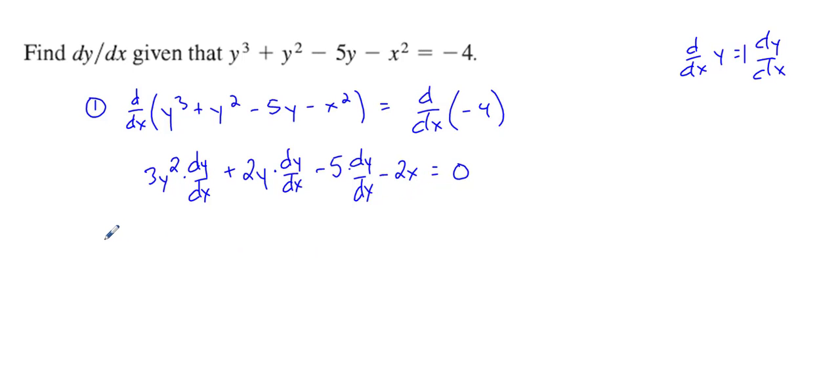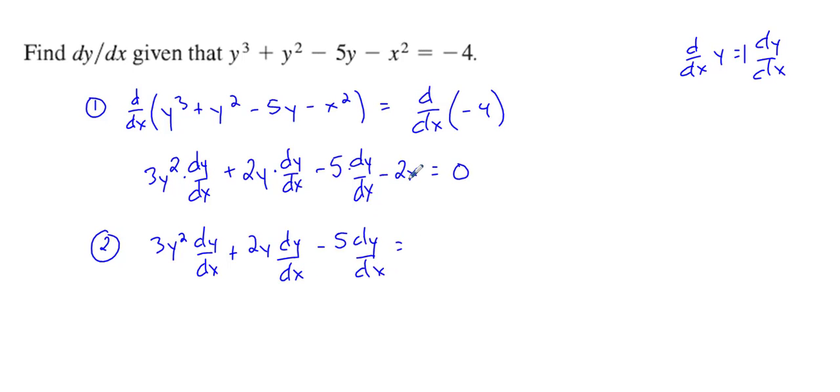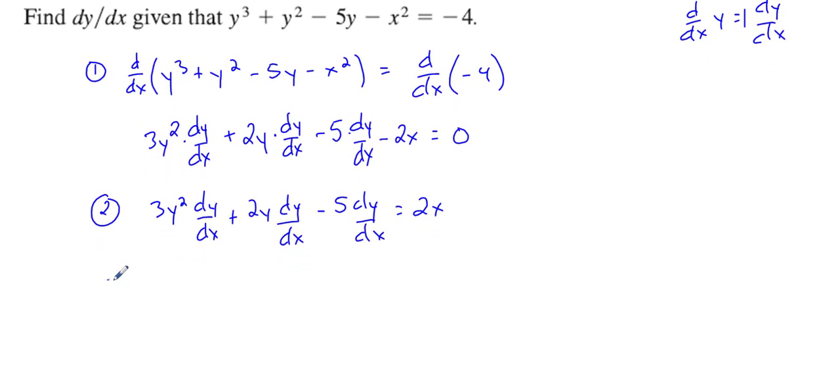Okay, so step 2 would be to collect your dy dx terms, right? Well, all 3 of these have a dy dx on this side, so I'll keep these on the left side. And that equals 2x, right? If we move the terms that do not have dy dx to the other side. Step 3 would be factoring, correct? So we're going to factor out dy dx from all 3 of these terms.